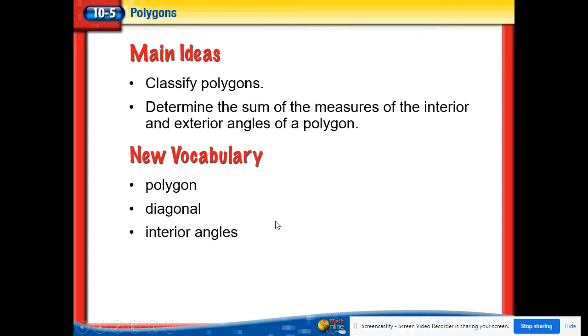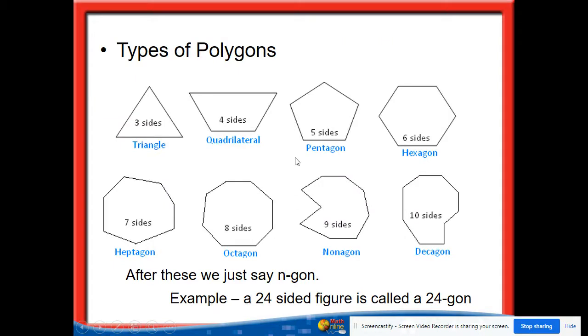A diagonal, interior angles, regular polygon. So here's a bunch of different types of polygons. We have our triangles and our quadrilaterals, but there's also pentagons, hexagons, heptagon, octagon, nonagon, and decagon. Those are the major ones that we use. After that, we just say n-gon. For example, if we have a 24-sided figure, we call it a 24-gon. There are specific names. You could go look them up. Someone's probably listed them out somewhere, and the internet's a wonderful thing to find them in. But for practical purposes, all we do at this point is a 24-gon.